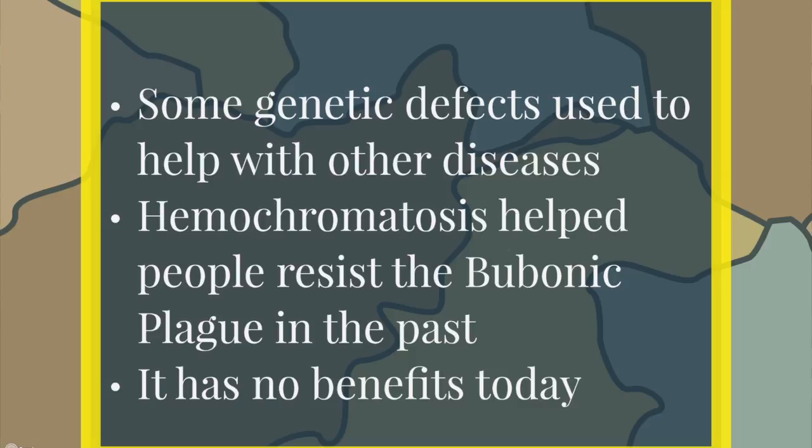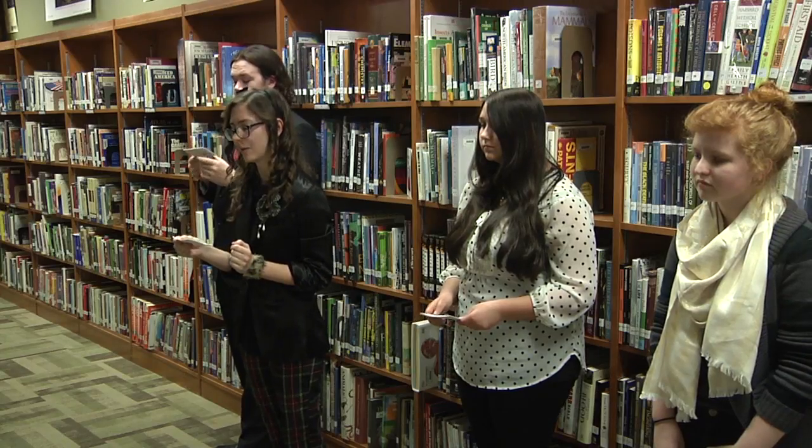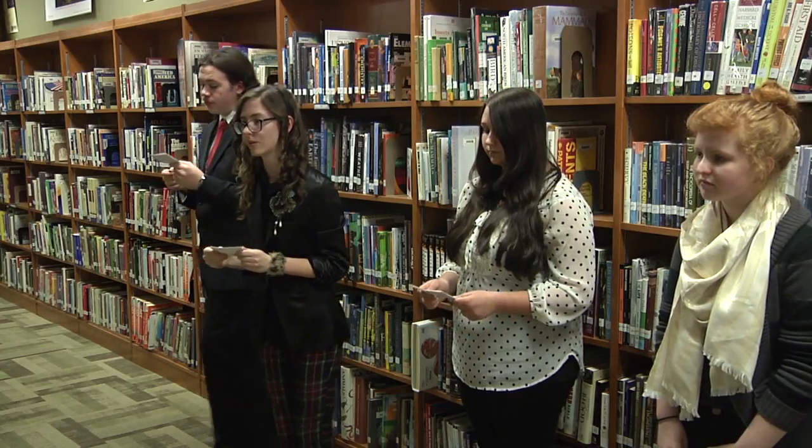During this plague, infected people would have swollen lymph nodes bursting through their skin. However, people with hemochromatosis would have iron-starved macrophages that could resist the plague. This made them more likely to survive and produce offspring that inherited the same gene for hemochromatosis. Although it was helpful in the past, it has little to no benefits today.